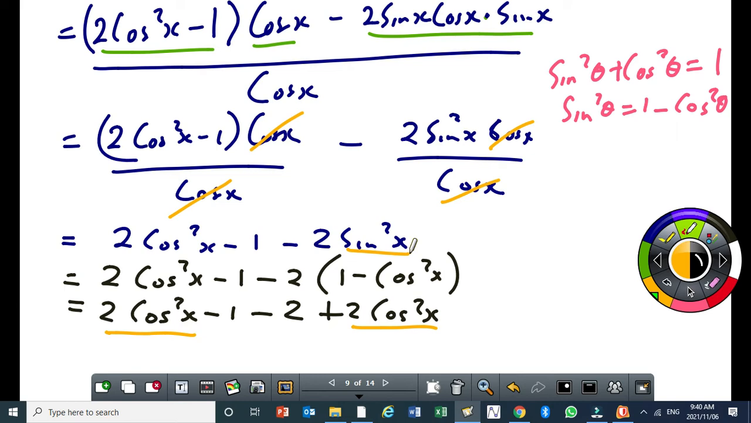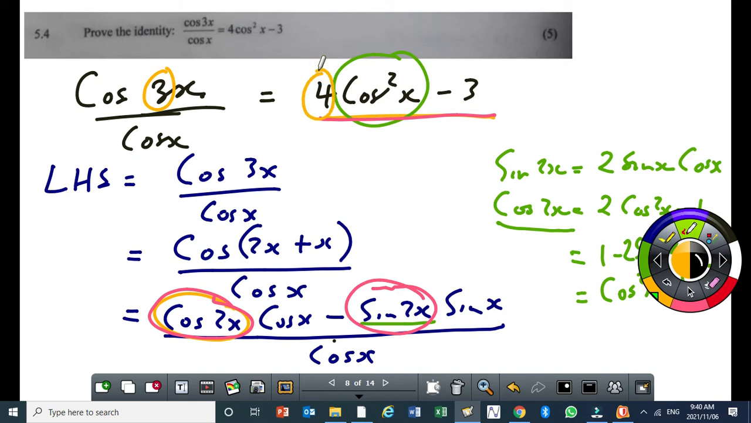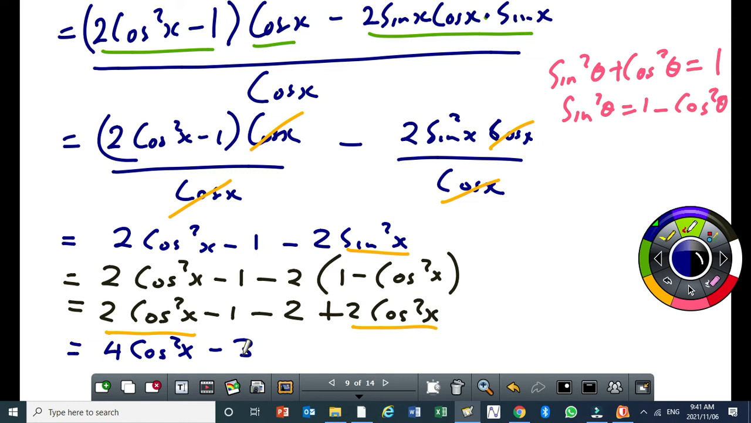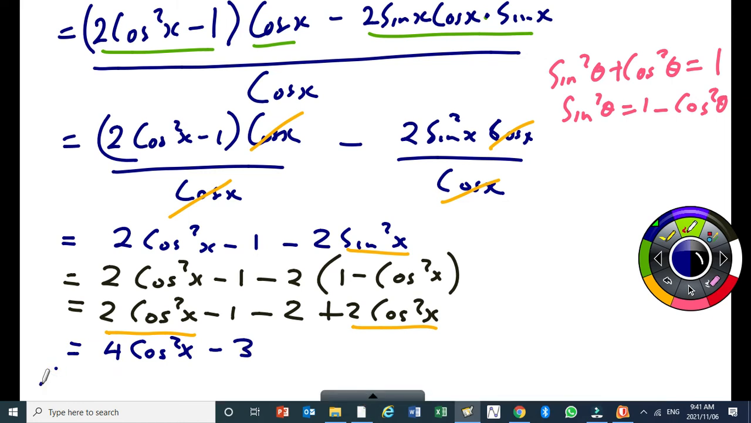Are you following that? Now, do you see where this 4 comes from? This 4 here. It comes from 2 cos squared x plus 2 cos squared x. Then you get what? 4. You'll be writing it whilst you're smiling. Then minus 1 minus 2 is minus 3. Then you say, therefore, left hand side is equal to right hand side. Are you following?